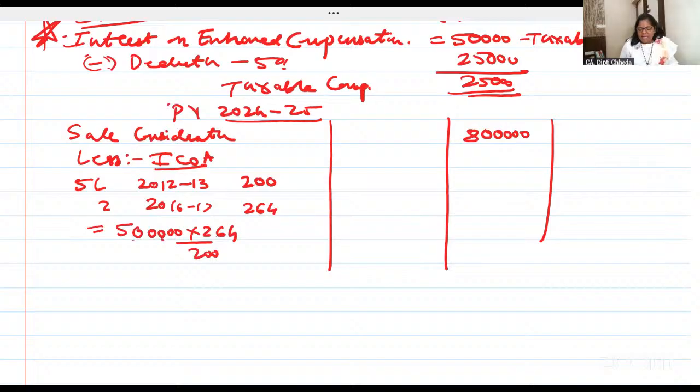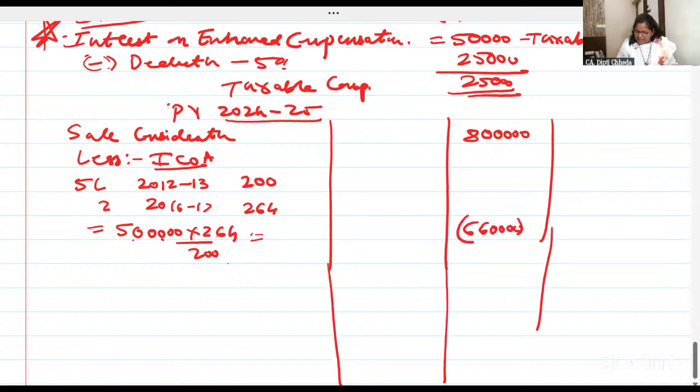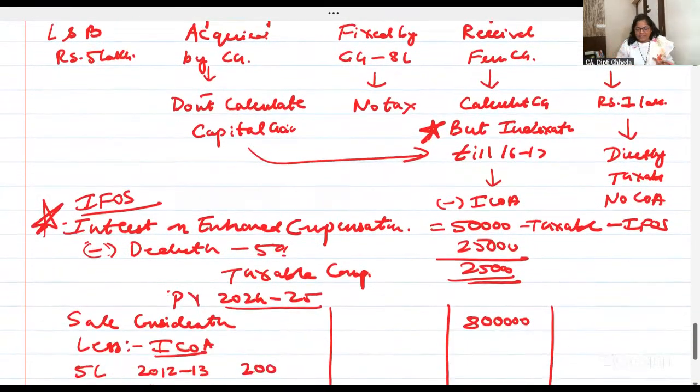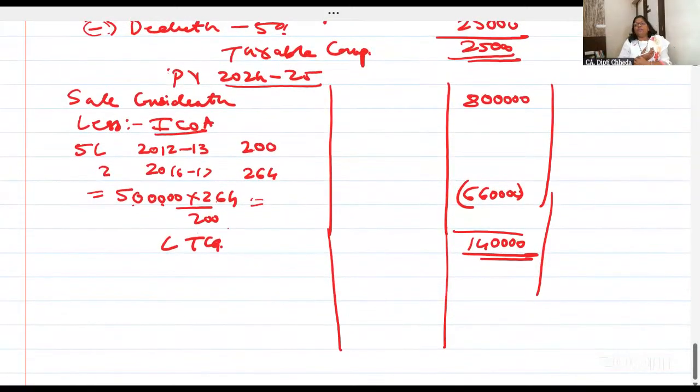Cost of acquisition into CII of the year of transfer divided by CII of the year of purchase. Pick up your calculators. 5 lakh into 264 divided by 200. 6,60,000 is the indexed cost of acquisition of this asset, and we get long-term capital gain 1,40,000. Very easy. I'm telling you, the computation is very easy, but I took 15-20 minutes to explain this table once, so that in exam, even if they twist, it should be easy for you. I have sold it for 8 lakhs, and its long-term capital gain is 1,40,000.